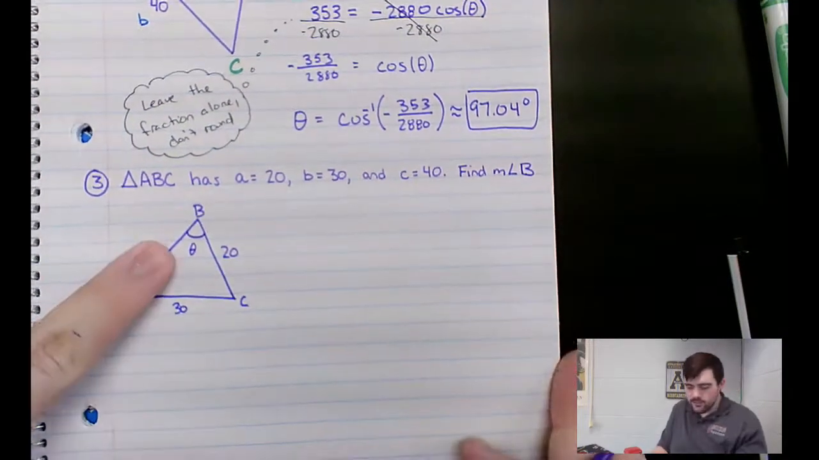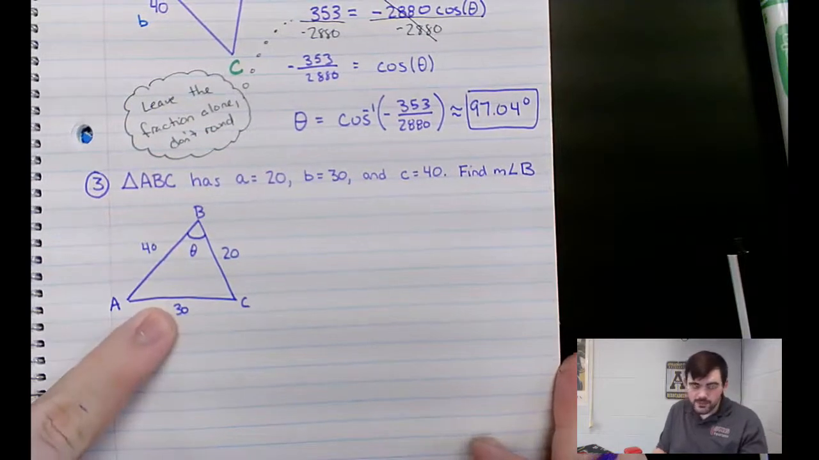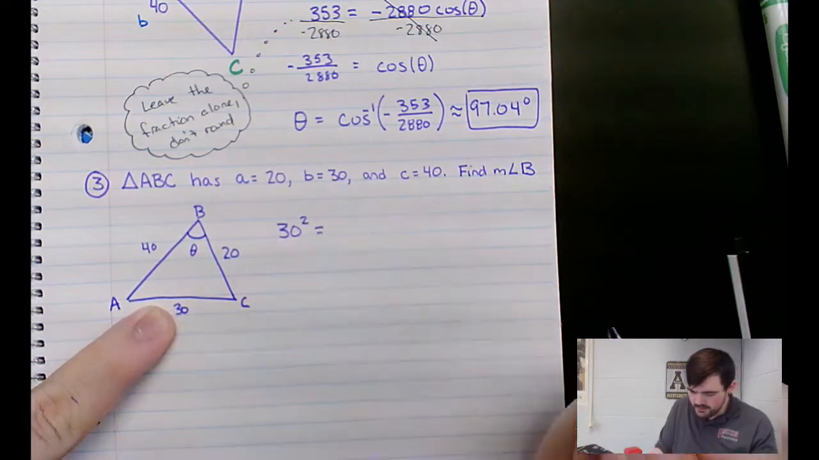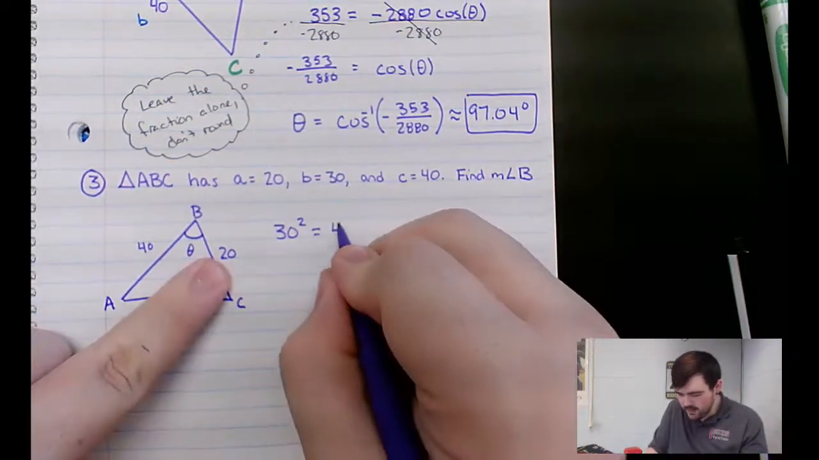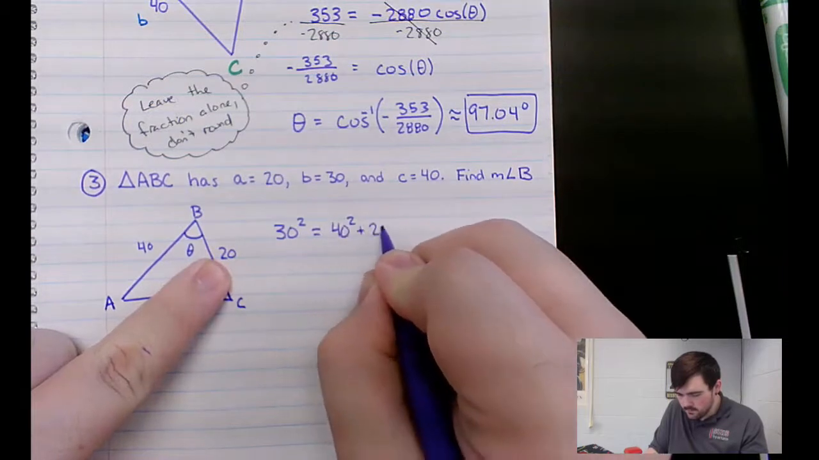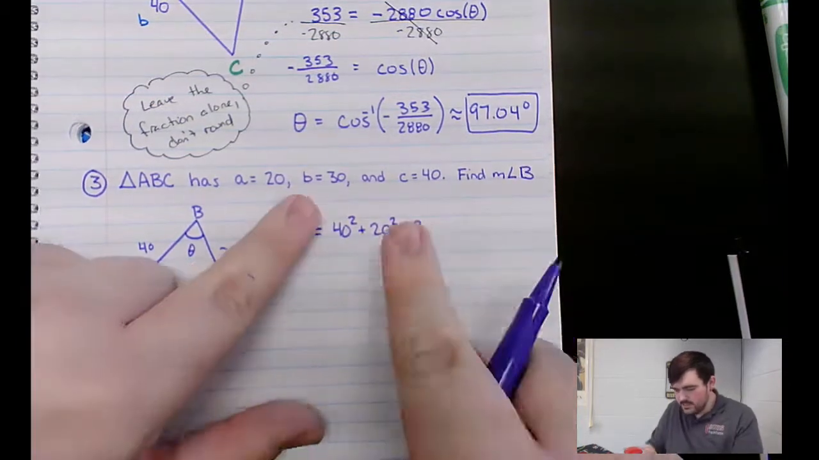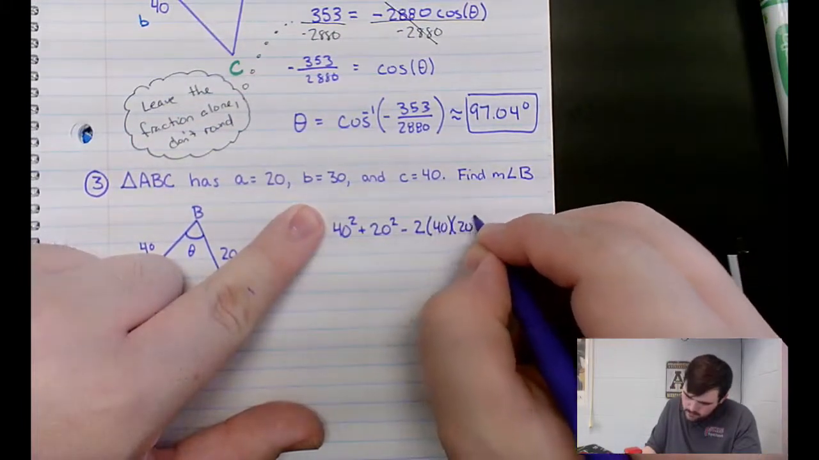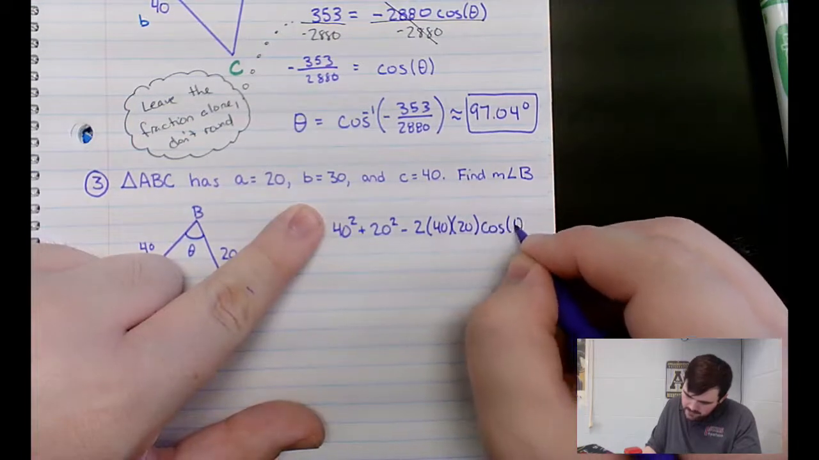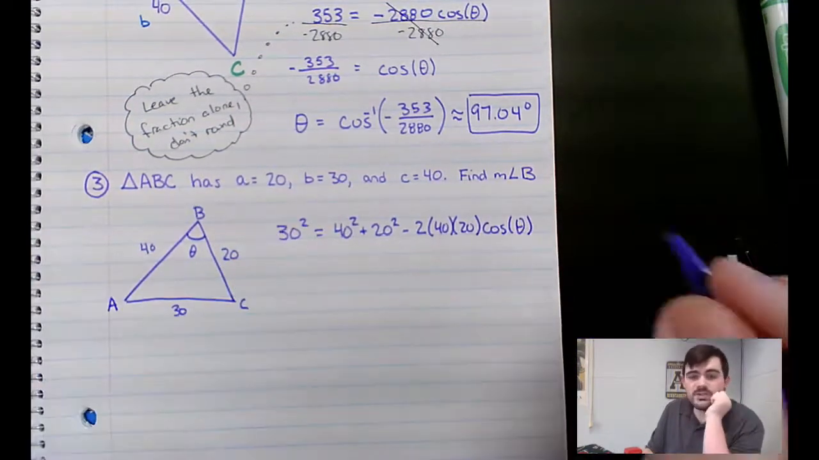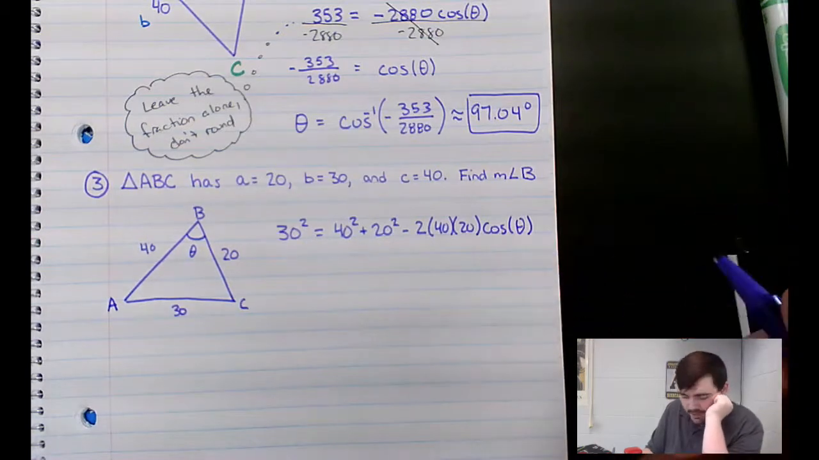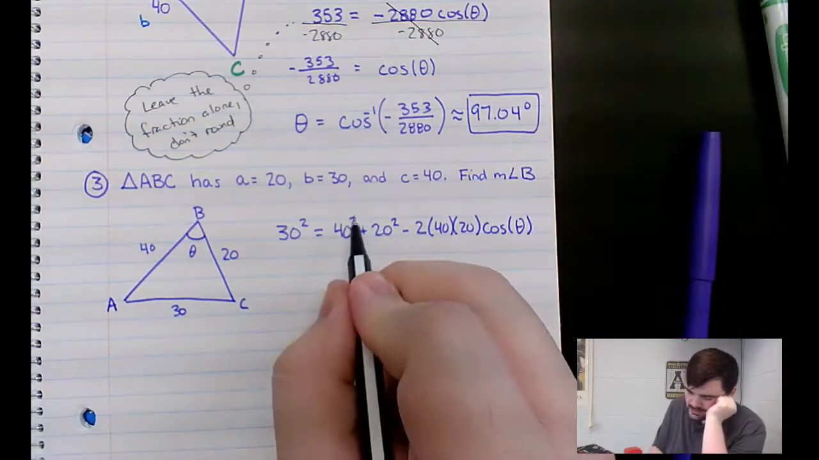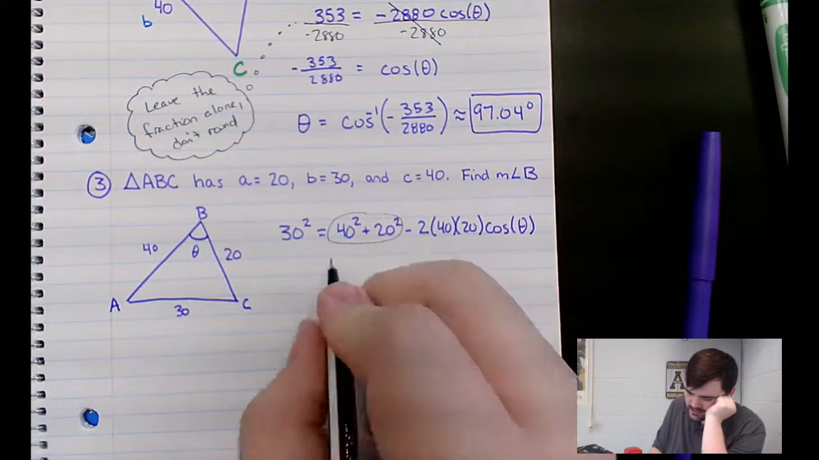So, you start with the side across from the angle you're solving for. 30 squared equals the other two sides, 40 and 20 squared, minus 2 times these same two numbers again, times the cosine of theta. This is a lot like our previous question where we've got to do a lot of work. But it kind of does just boil down to two steps. My first step is to subtract this from both sides.